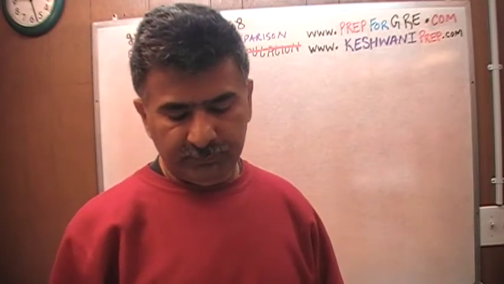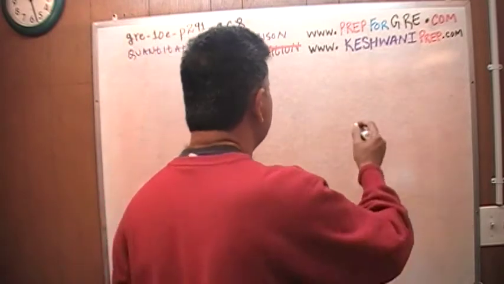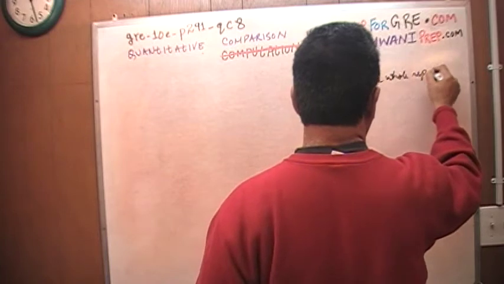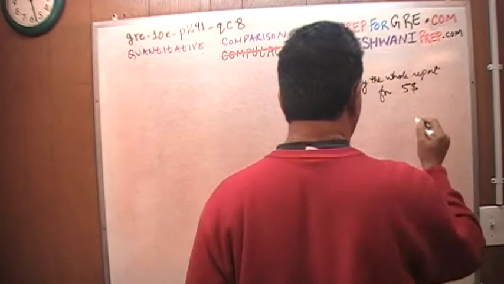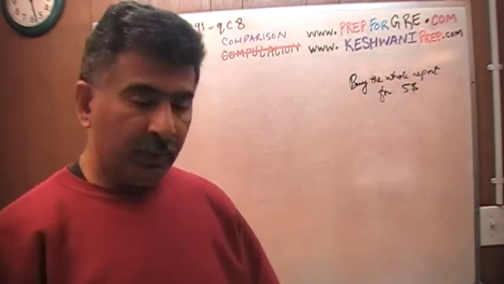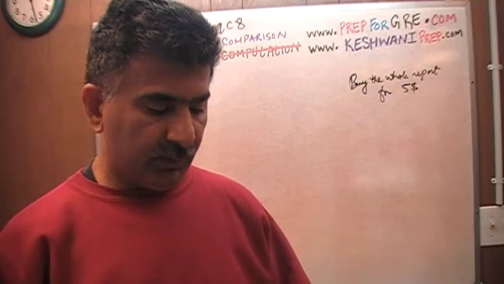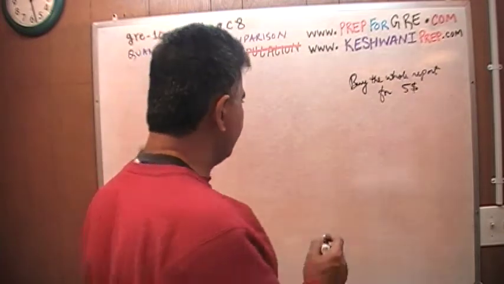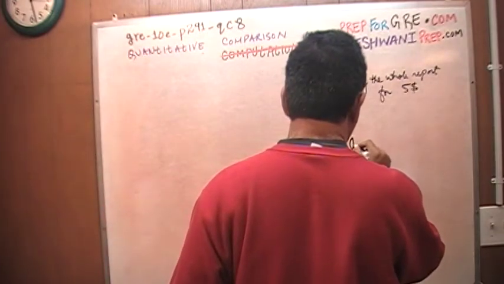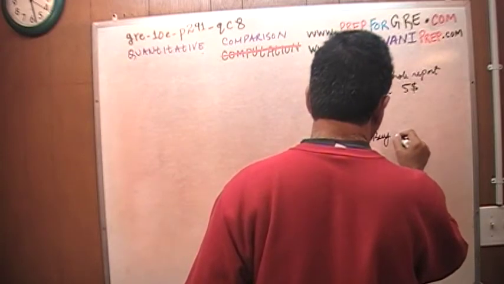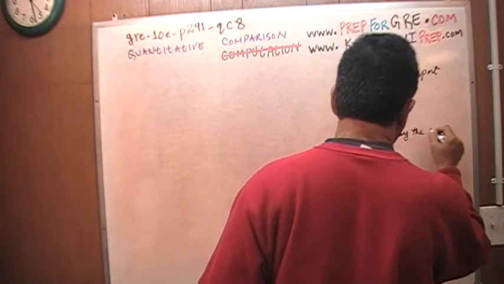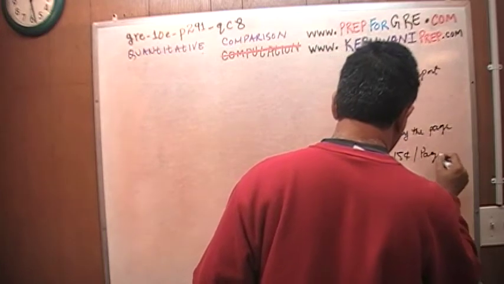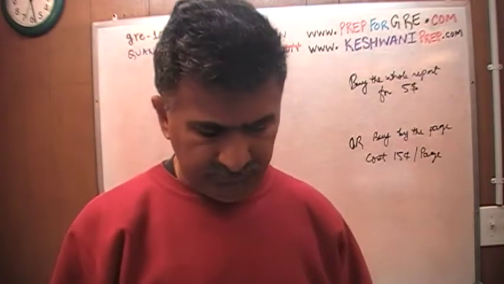It says a student can purchase a research report for $5. So you can buy the whole report for $5, or you can reproduce the pages of the report, photocopy it, at the rate of 15 cents per page. Cost is 15 cents per page. I'm making too much fuss about nothing actually. It's pretty straightforward, as I said.